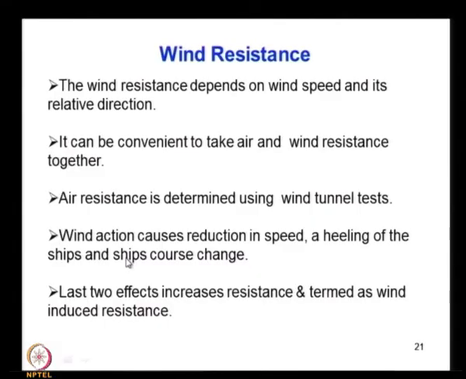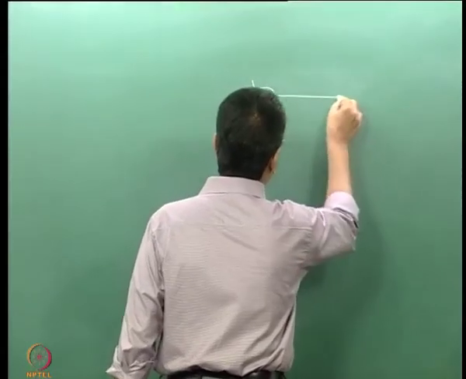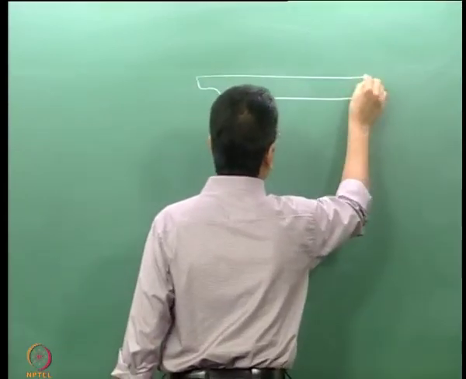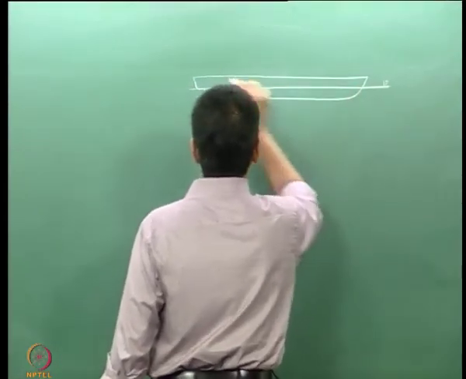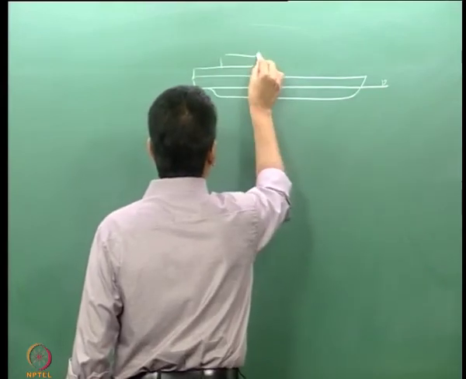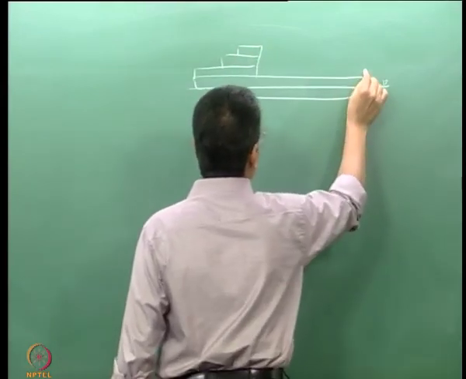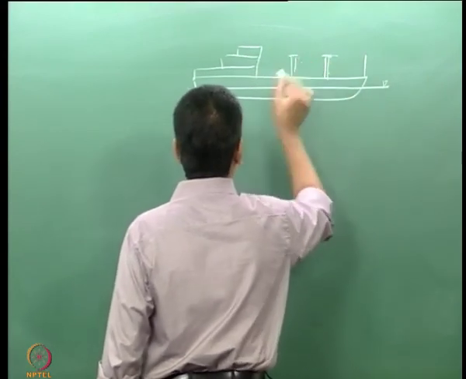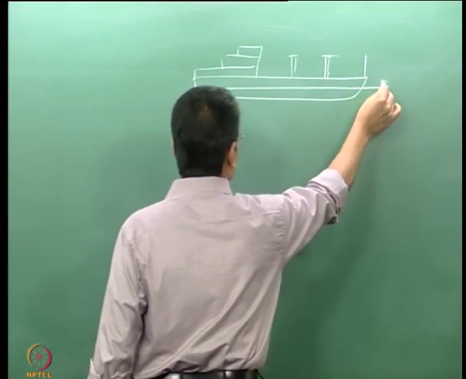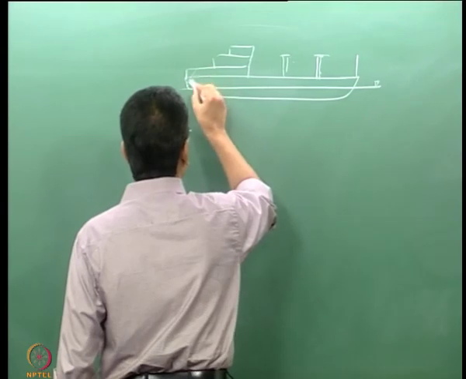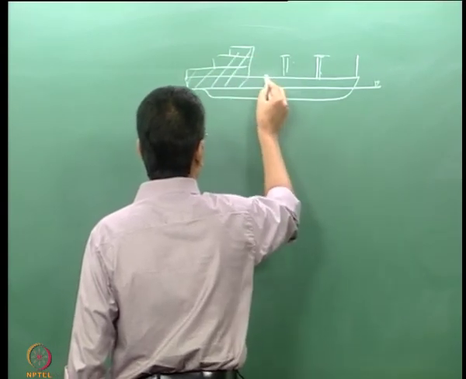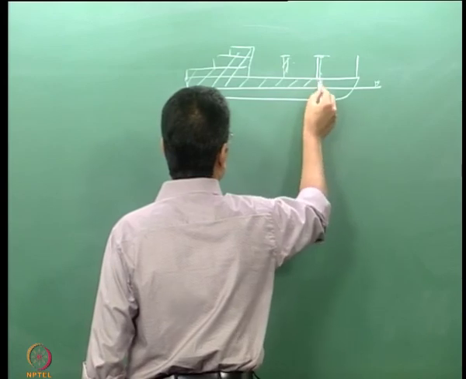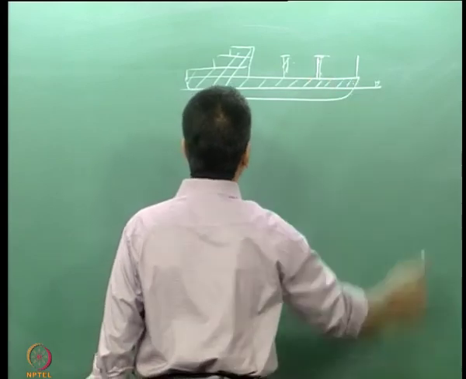So, when you consider the action of wind, just consider you have a superstructure, accommodation and everything coming here. You may have a mast, maybe a crane here, depending on the ship hold and all that. This is the underwater portion, this is the water level. So, this area is now exposed to air, this area exposed to air.